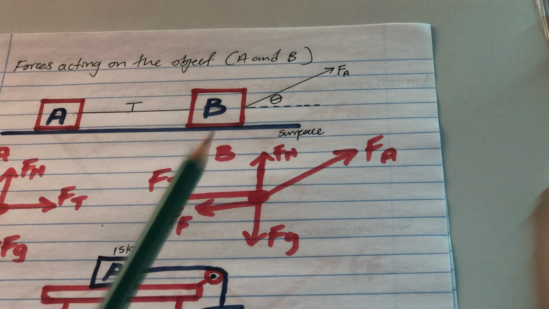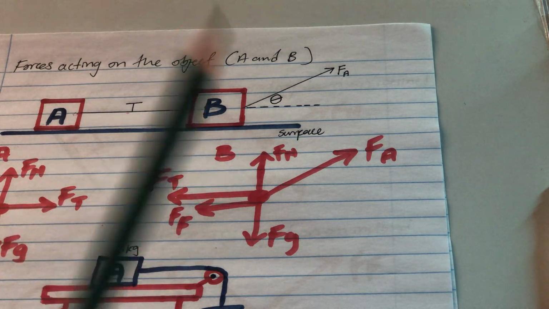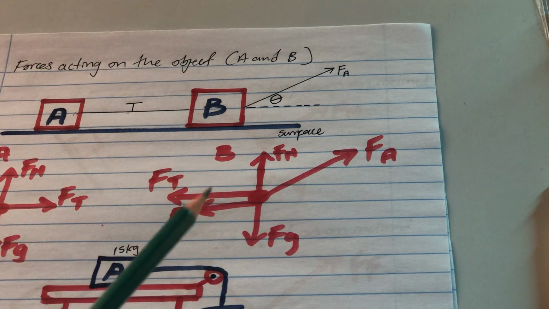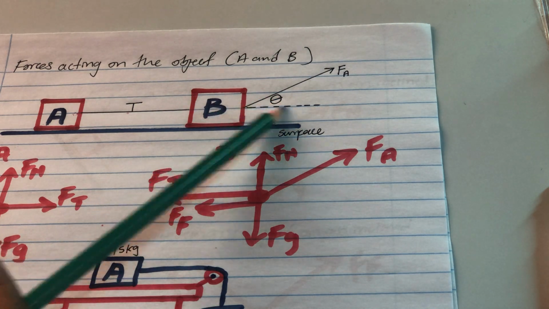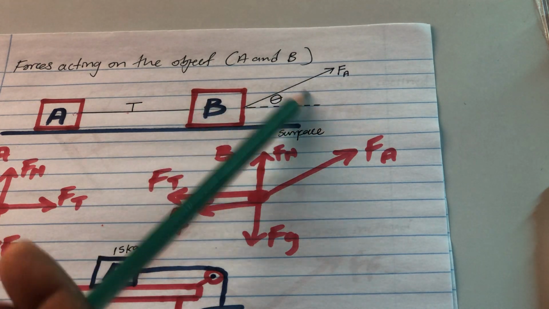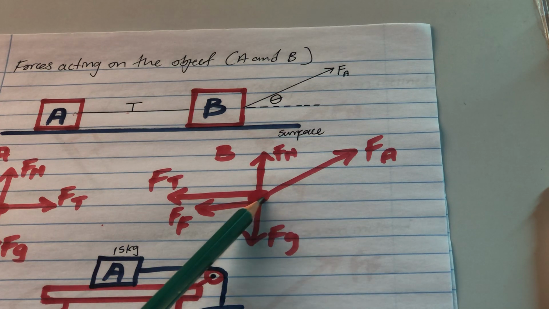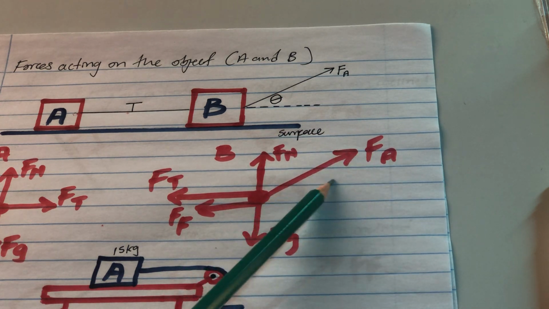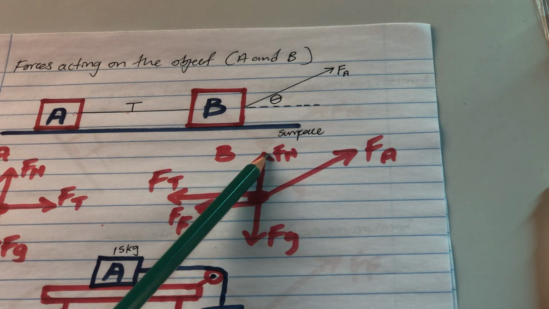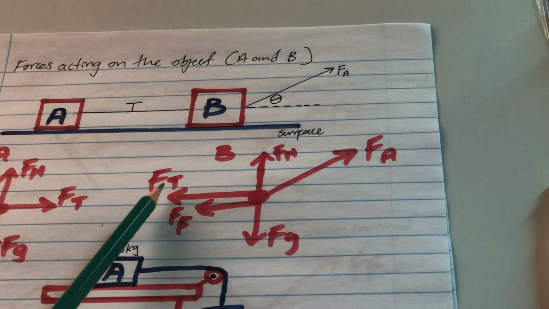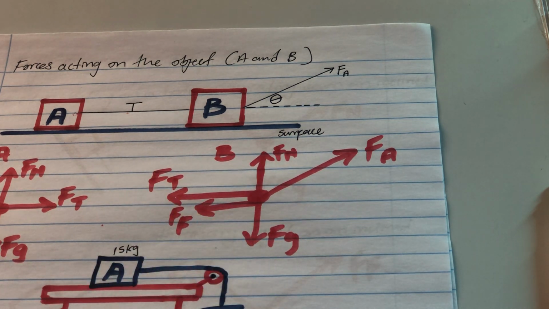So this Fa must be drawn the way it is indicated in the original question. You can see my Fa at an angle here. Fa is at an angle. Fn, normal force, Fg, Ft, and Ff.